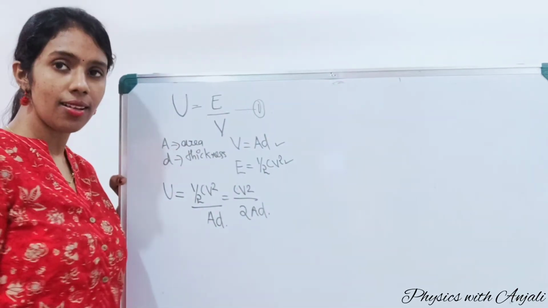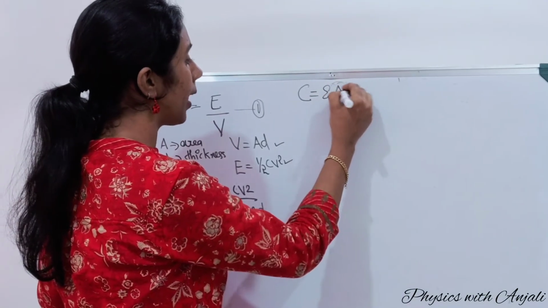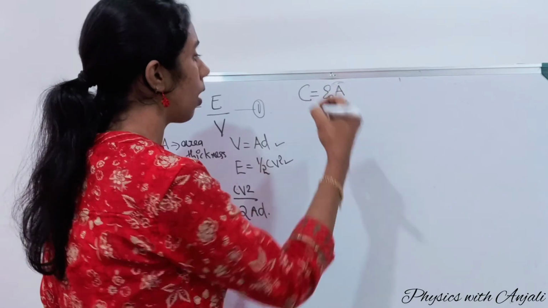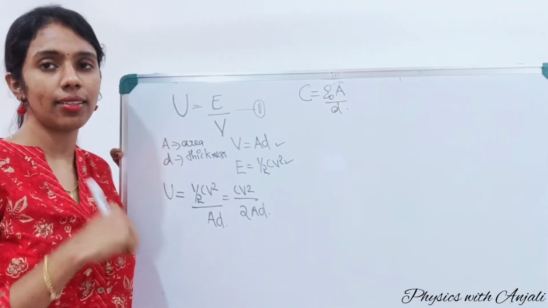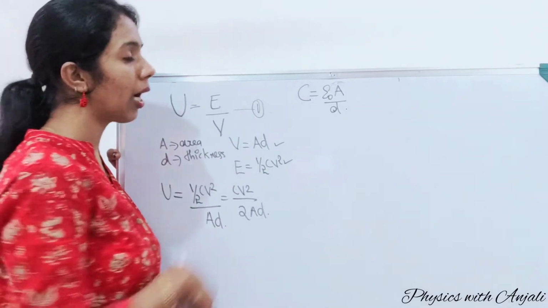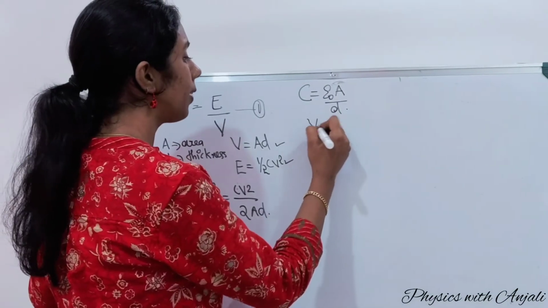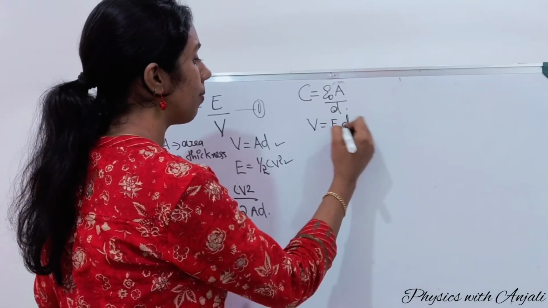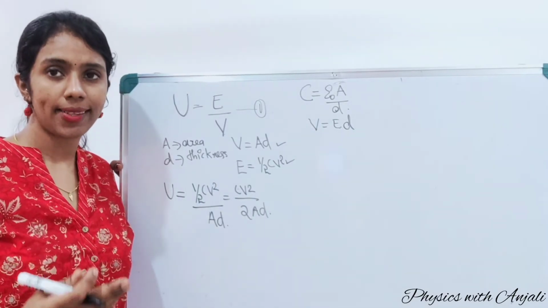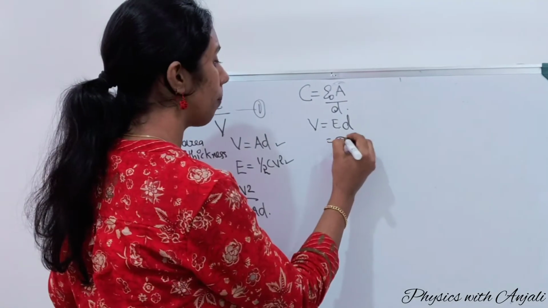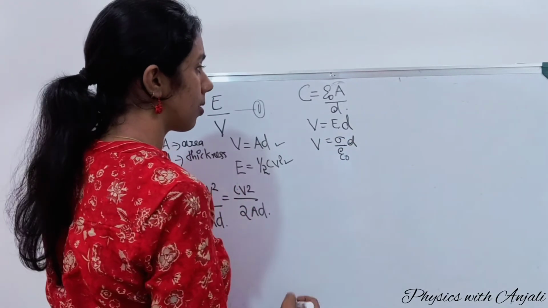Okay, where we can write C as epsilon 0 A divided by D. This is the derivation of capacitance of a parallel plate capacitor without dielectric. You can check the description box for the detailed video on how to derive C is equal to epsilon 0 A divided by D. Similarly, potential V is nothing but E into D, where E is the electric field. Now the electric field in between the parallel plates of a capacitor is equal to sigma by epsilon 0. So V can be written as sigma by epsilon 0 D.